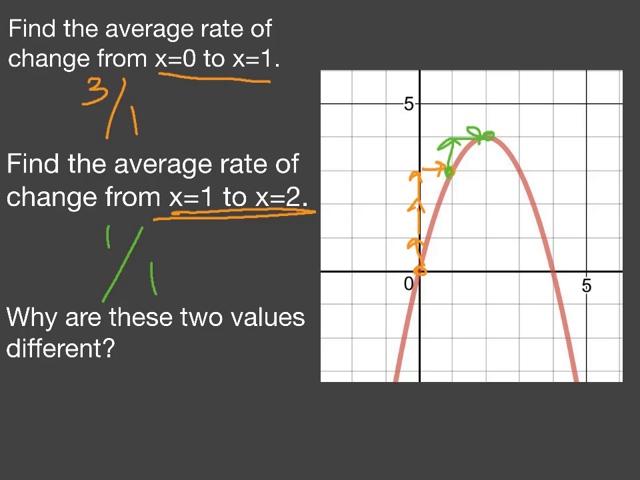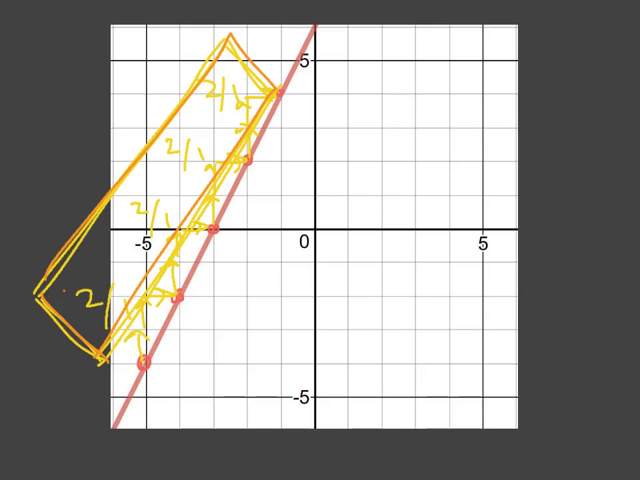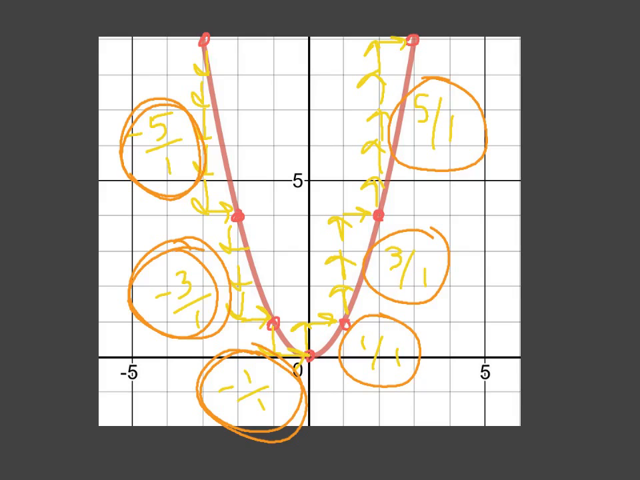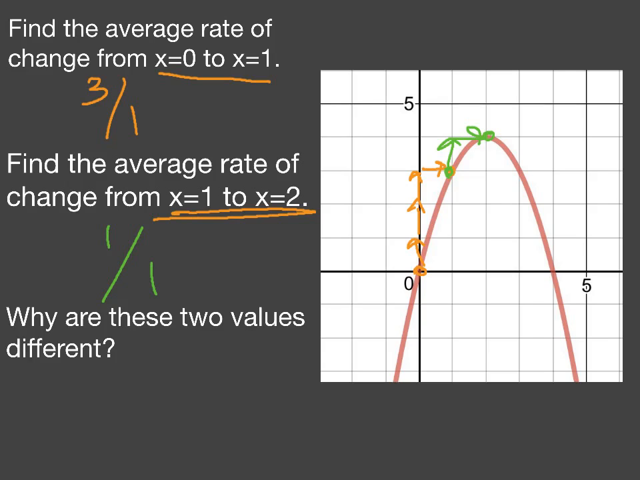Now it's asking me, why are these 2 values different? If we think back to our 2 previous examples, the only time we had a constant rate of change was if we had a straight line. If it's not a straight line, our average rates of change are going to constantly be changing. So why are these 2 values different? Because a parabola is not a straight line, and only straight lines have a constant rate of change.